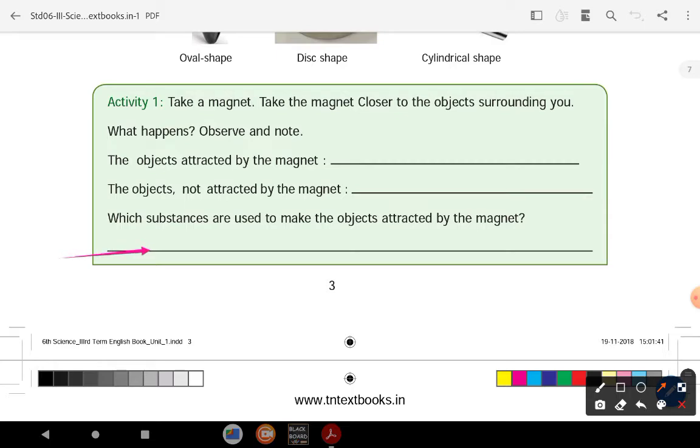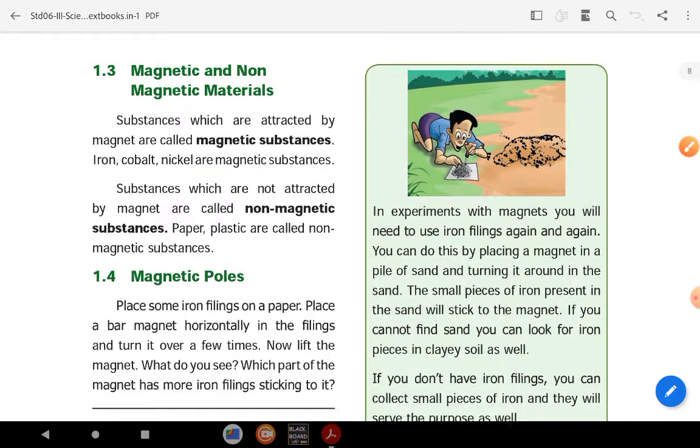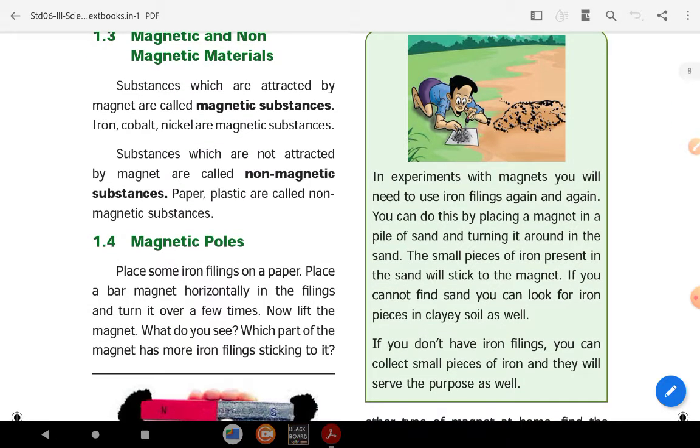Alright children, I hope you will do it. Alright, then let's go on to 1.3, magnetic and non-magnetic substances. According to your experiment, you can name 2 things, okay? You have the magnetic and the non-magnetic materials.